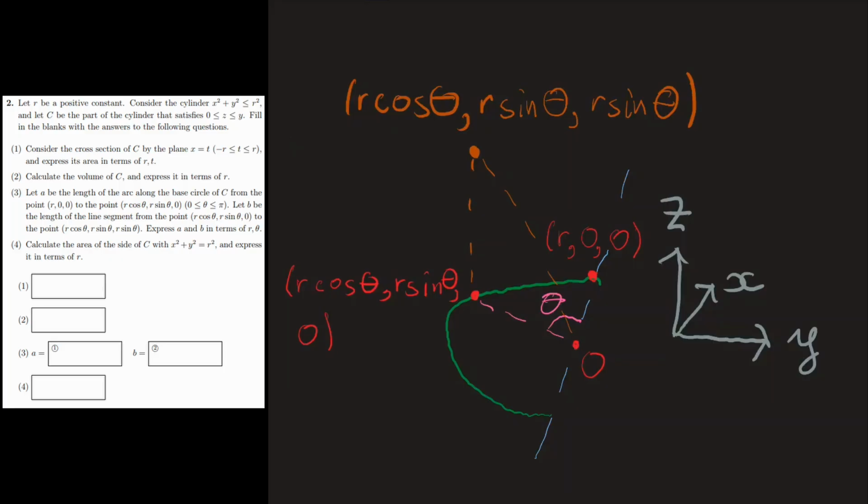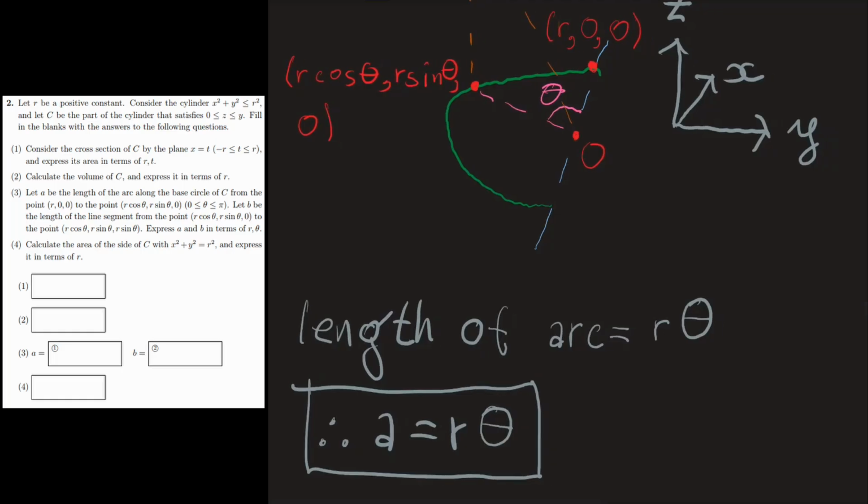And so A is asking us for the length of this arc from r, 0, 0 to this point r cosine theta, r sine theta, 0. This is just a general formula: the length of an arc is equal to r times theta. And so for this question, A is equal to r times theta.